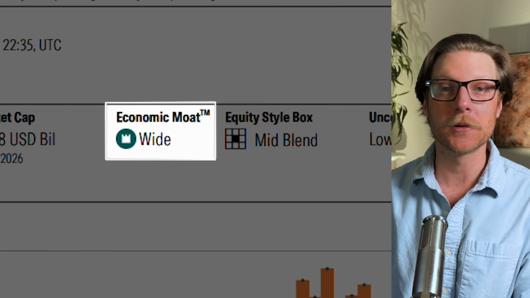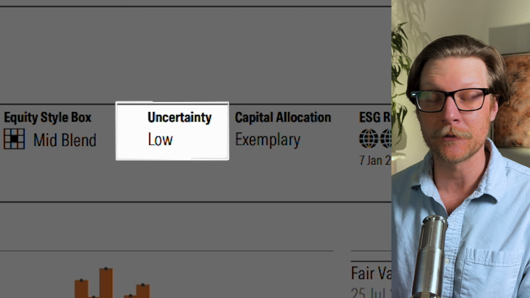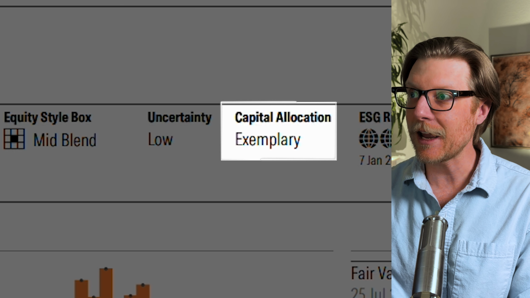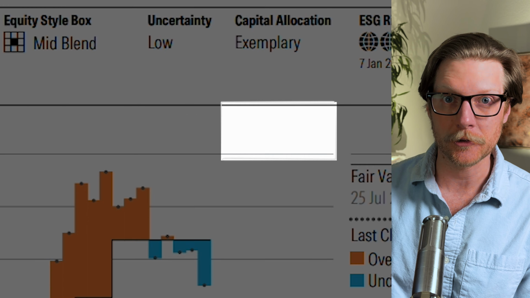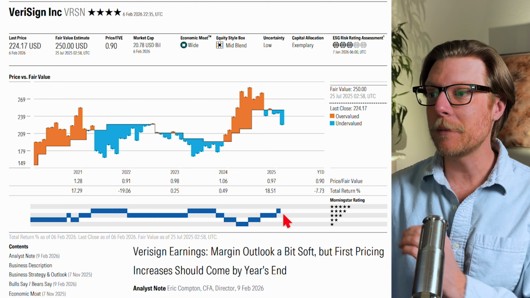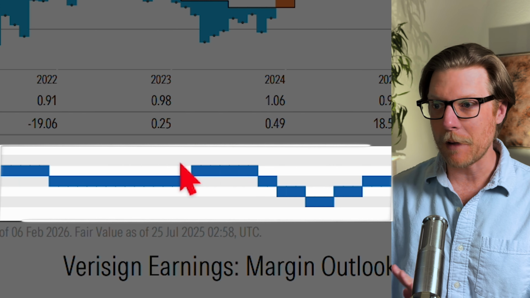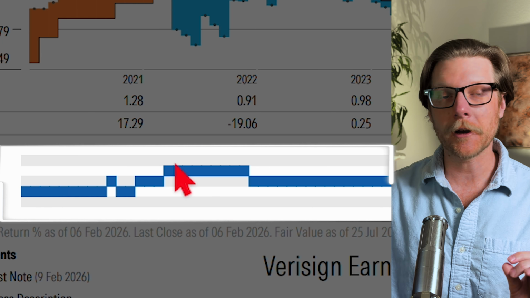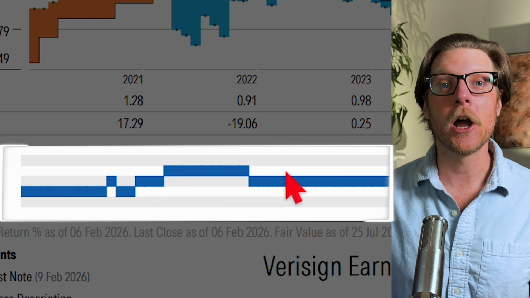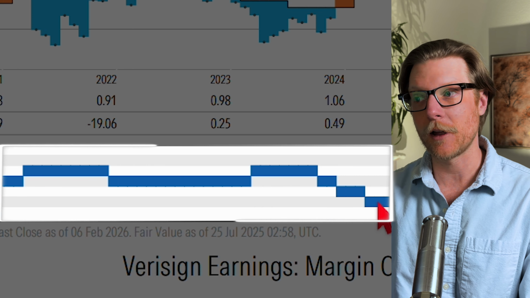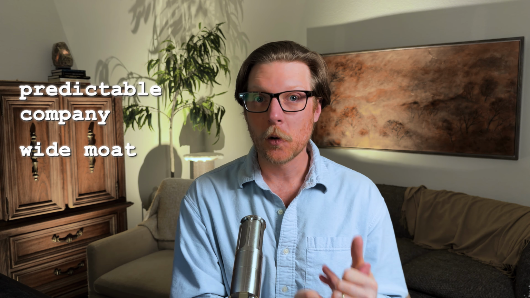It also shows that this company has low uncertainty, which means it's very easy to predict going forward. And they have an exemplary capital allocation. Not only that, Morningstar determines that this company is currently undervalued. And if we go back through time, we can see that there are very short periods where the company is undervalued, and most of the time it is fairly valued or overpriced. So finding Verisign, which is a predictable company with a wide moat, with a great balance sheet, it's a premium company. Finding this company at a fair share price would be a great time to buy.